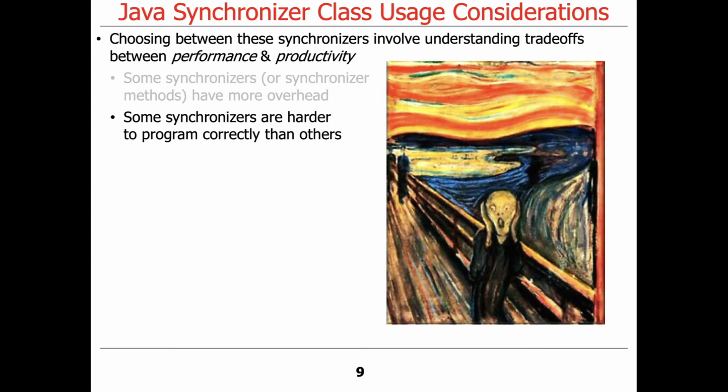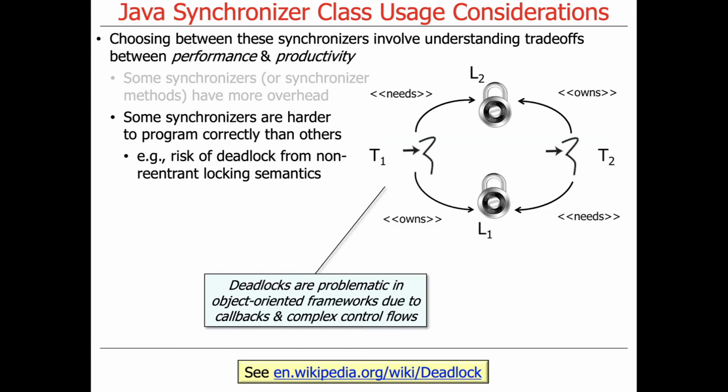Some synchronizers are also harder to program correctly than others. They may be very efficient, but also error-prone and tedious to use. Here's an example: non-reentrant locks are very efficient. They're more efficient than reentrant locks. And those of you who implement the grad student version of assignment 1B will appreciate this, because the grad student version is a little more complicated because it's reentrant.